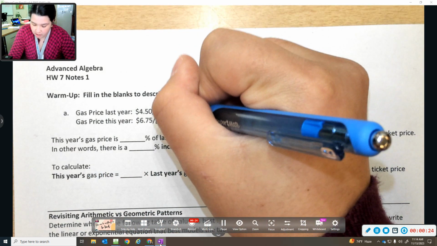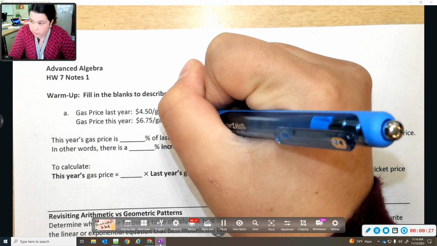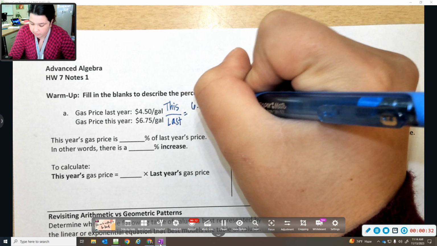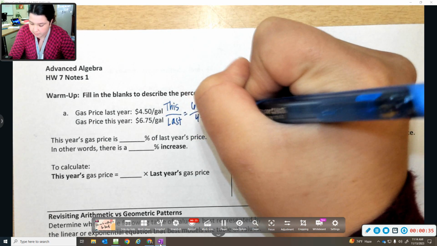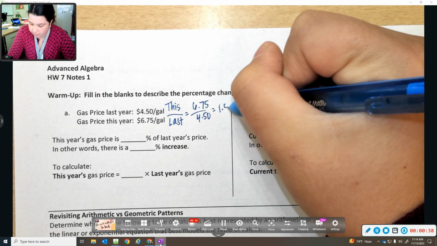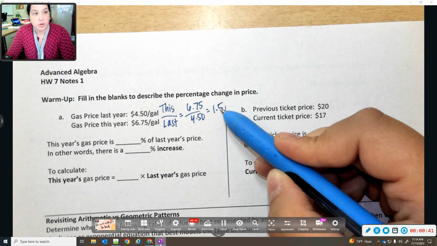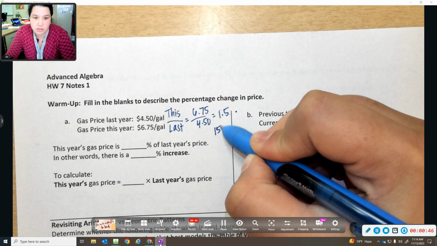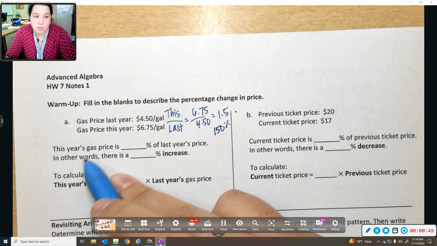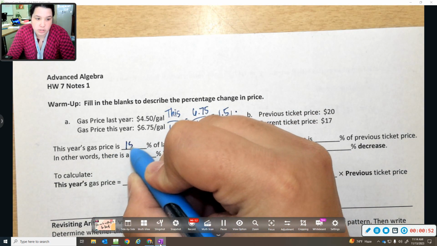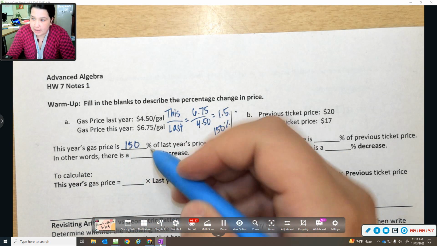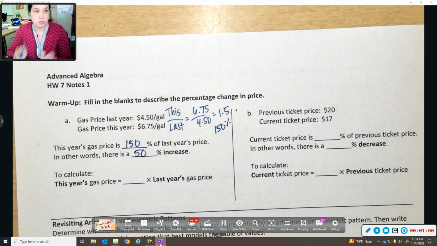So we are going to take this year and divide it by last year's price. So this year's $6.75 divided by $4.50, and this is going to come out to 1.5. If I change 1.5 to a percent, that's moving the decimal 2 places to the right. That is going to be 150%. So this year's gas price is 150% of last year's gas price. In other words, there is a 50% increase, right? Because 100 is just 100, and then you're increasing by 50%.